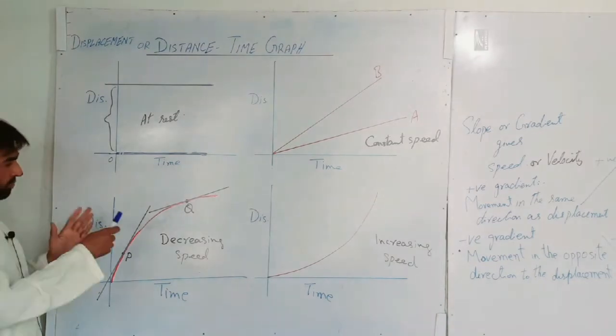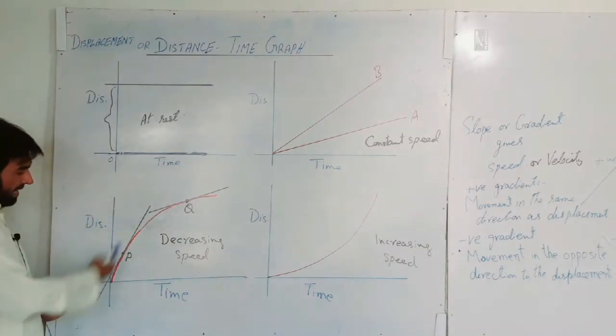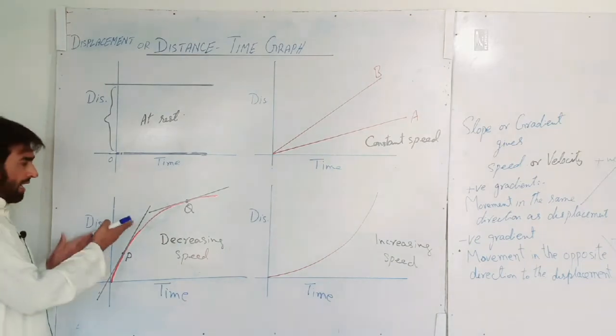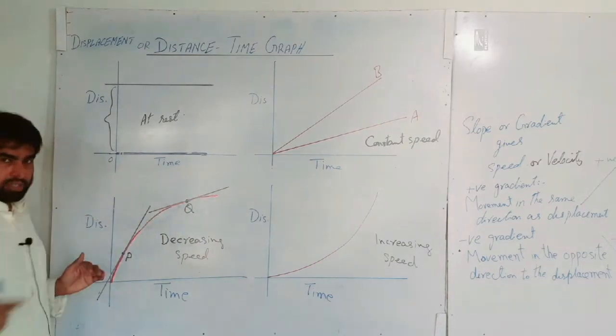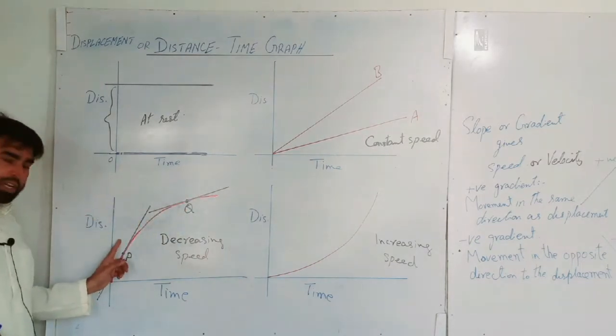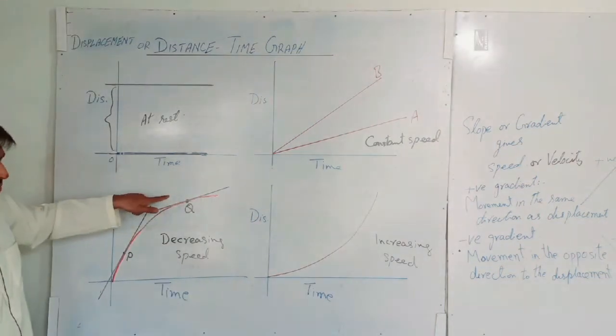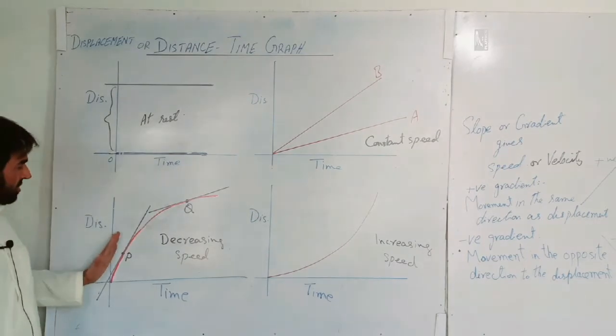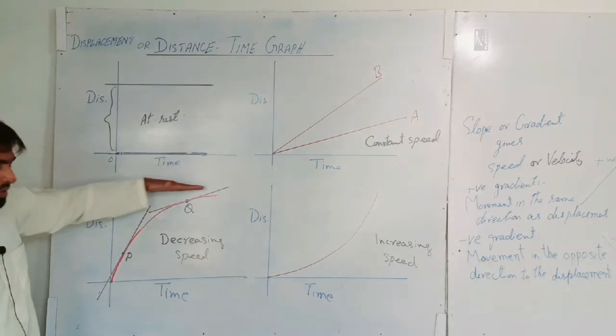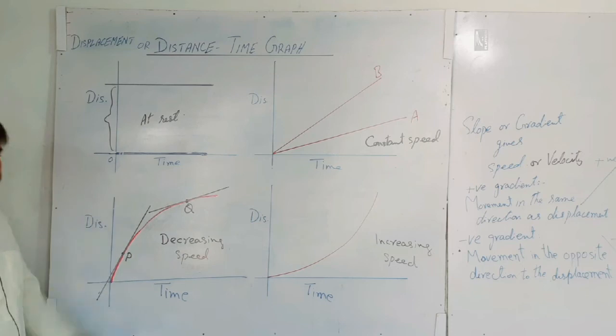From these two tangents you can see that the tangent at P is steeper and the tangent at Q is less steep. It means that here the speed was greater, but here the speed is smaller. So from here we can see that gradually the speed is decreasing. So this is the decreasing speed.